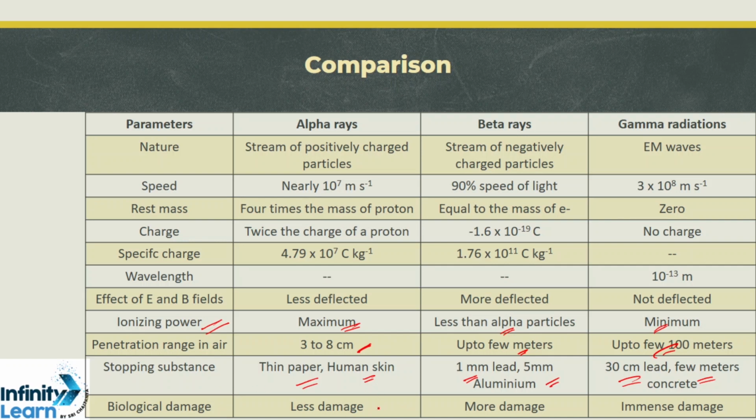Biological damage is minimum by alpha because it can be stopped by the human skin, but beta causes more damage as it can pass through the human skin, and gamma radiations cause an immense amount of biological damage.